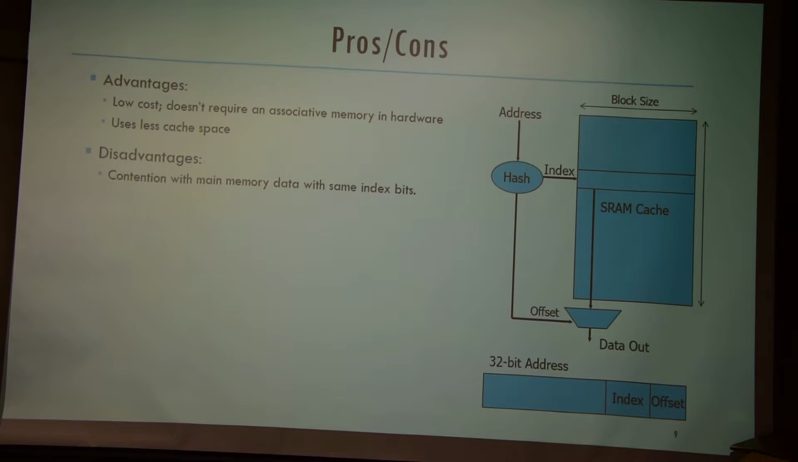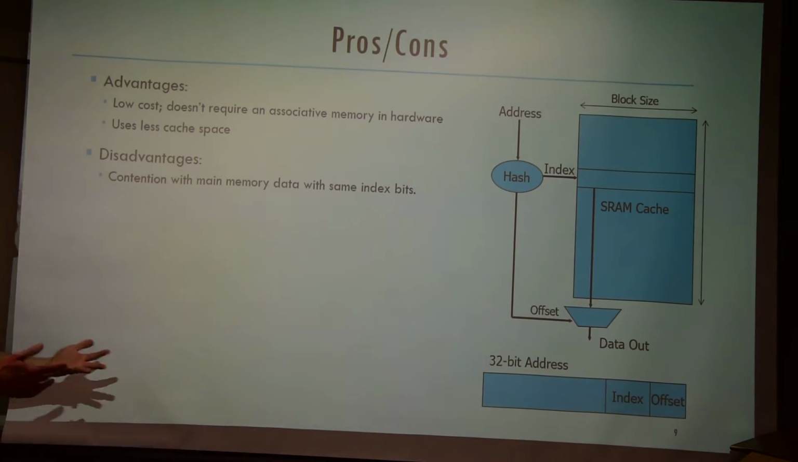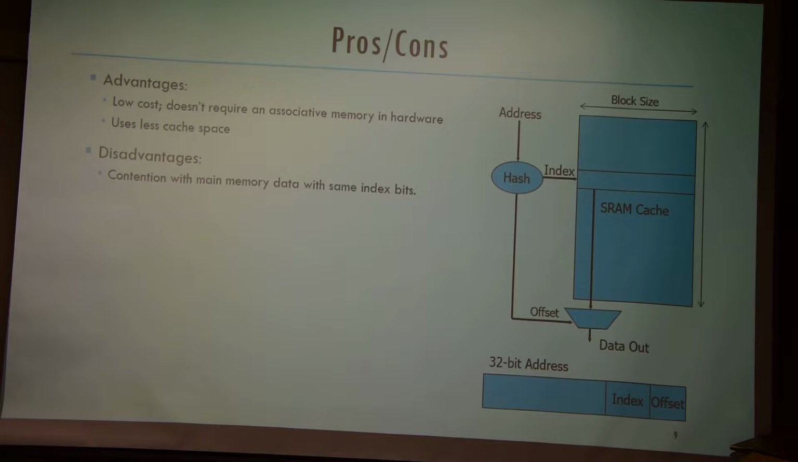So that's what we just explained. That's the contention with main memory data with the same index bits. Now, it's low cost. Look at this particular decoding circuitry, because I take the address, I immediately figure out which cache line I'm interested in. And then I'll just have to figure out what the offset is and whether it fits. And if so, if that tag fits, then I just bring it out and I have a cache hit. Otherwise, I would have a cache miss.